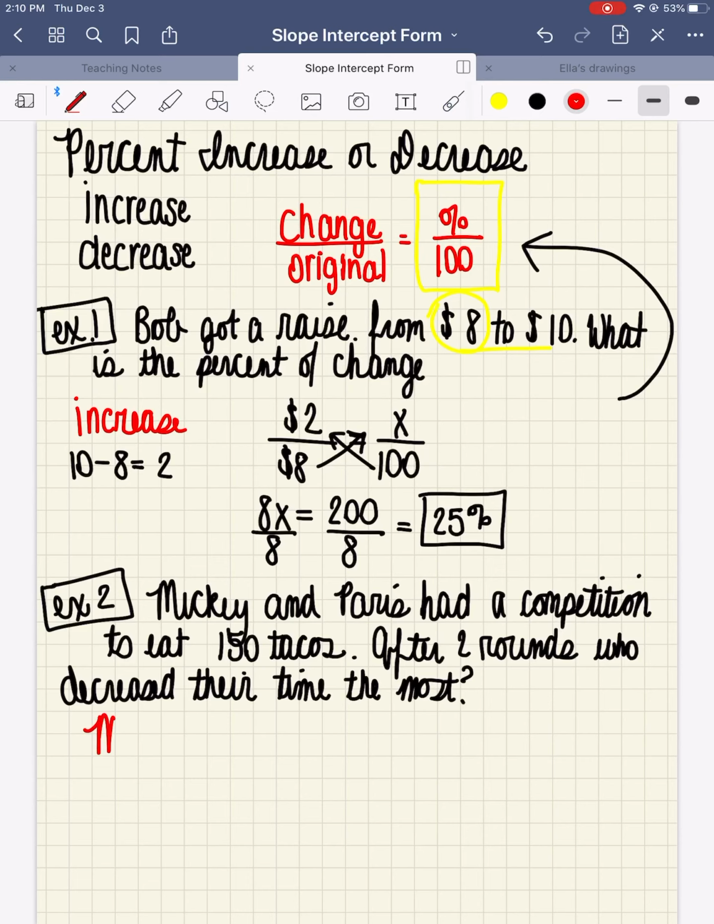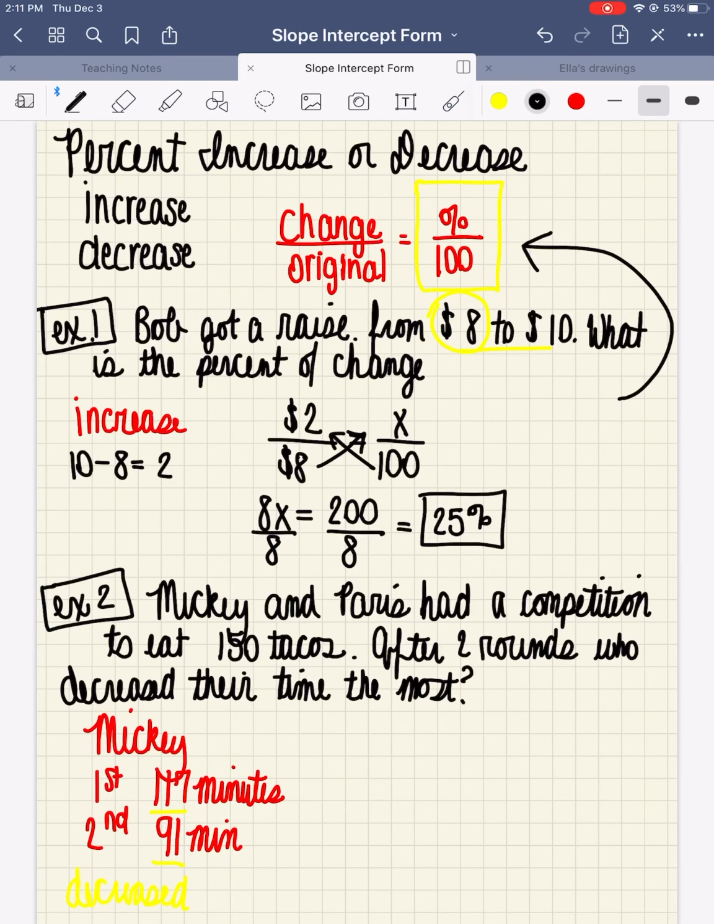We see that Mikey, for the first round, took 117 minutes. And for the second round, it took him 91 minutes. That's to eat 150 tacos. These are some crazy people. While we're here, we might as well figure out Mikey's percent. He went from 117 to 91, which means he had a decrease. His time went down, just in case you're asked that question.